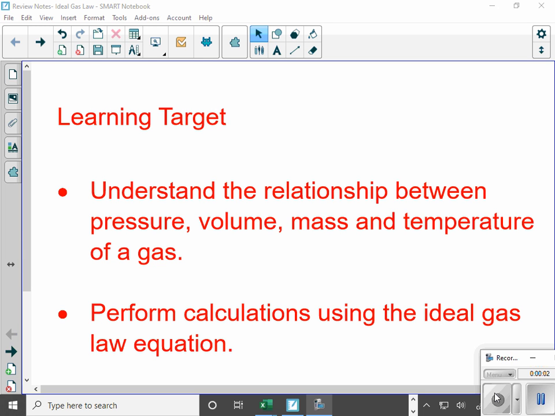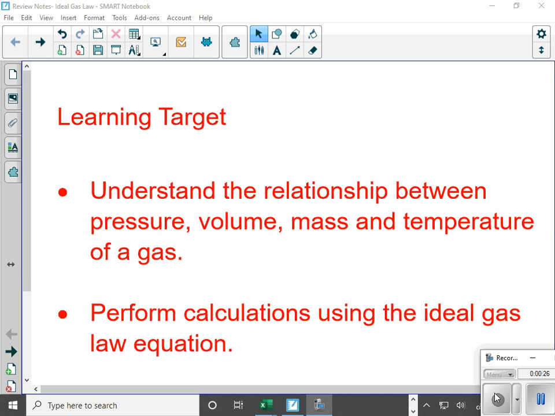Okay, up on the board we have the learning target. We're talking about the ideal gas law. Our learning target is to understand the relationship between pressure, volume, mass, and temperature of a gas, and also to perform calculations using the ideal gas law equation.